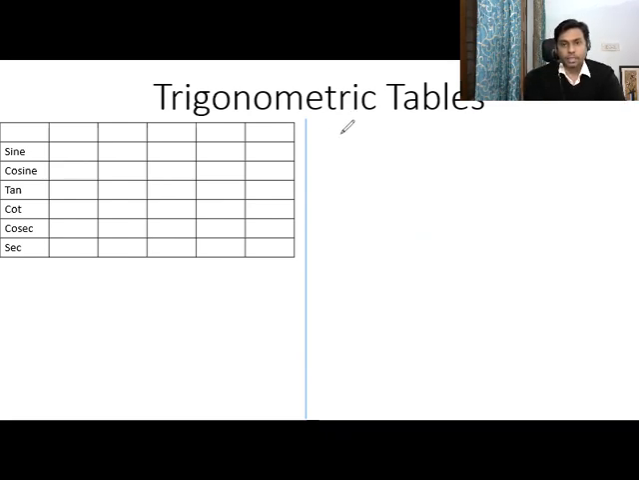The first step is write down the angles: 0 degrees, 30 degrees, 45 degrees, 60 degrees, 90 degrees. Below them, write down numbers from 0 to 4: 0, 1, 2, 3, 4. Now divide by the highest number. Highest number is 4. Divide by 4: 0 by 4, 1 by 4, 2 by 4, 3 by 4, and 4 by 4.